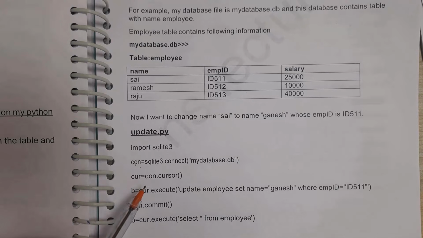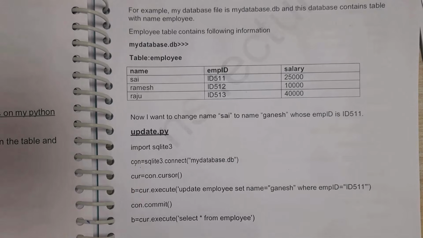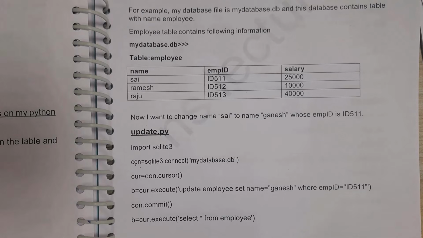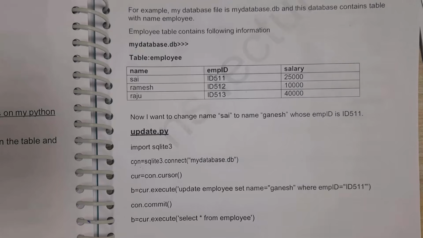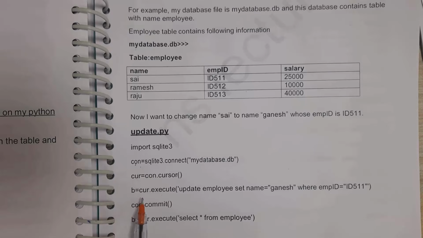And next, take another variable. You can take any variable name. I took cur, that is nothing but cursor. So cur equal to con.cursor, since my database connection is present in variable con. Guys, definitely write cursor here. Whenever you use the execute method, before the execute method you definitely need to include the cursor method. And next take another variable. I took b equal to, and guys, definitely for the execute method you need to include the cursor variable, that is cur.execute, and inside brackets take quotation.